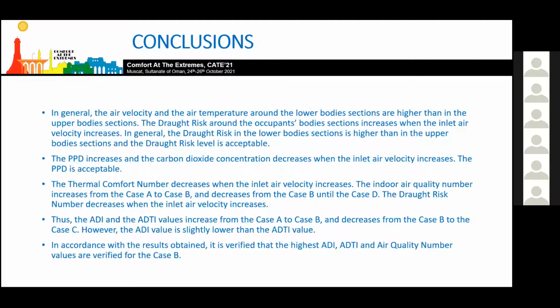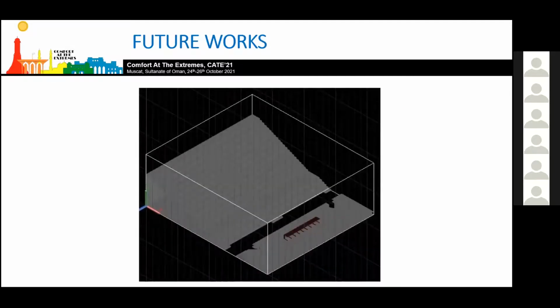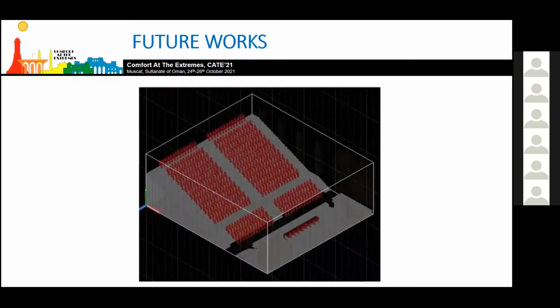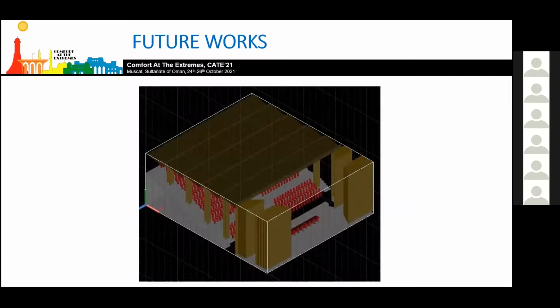So in the further results obtained, I verify that the higher ADI, ADTI and air quality number values are verified for case B. So I suggest in this case to use the case B conditions in order to guarantee thermal comfort for the occupants and the air quality. So in future, I will use this kind of philosophy for an auditorium. I will introduce the occupants and the ventilation systems, and I will evaluate the thermal comfort, local discomfort, and drug risks that the occupant is subject to. Thank you very much for your attention.